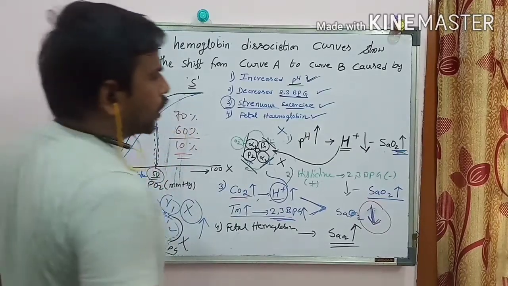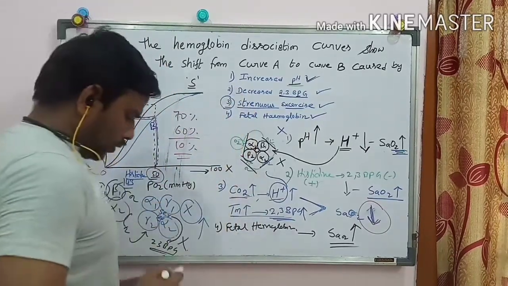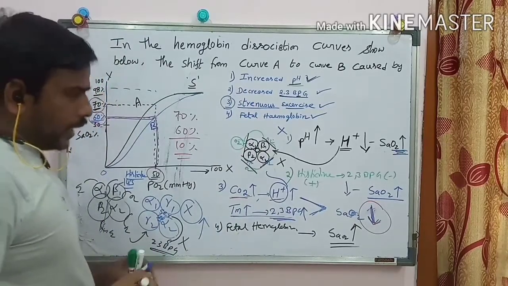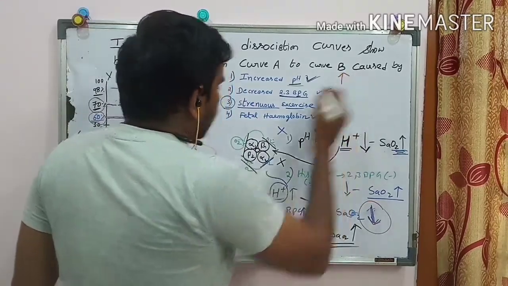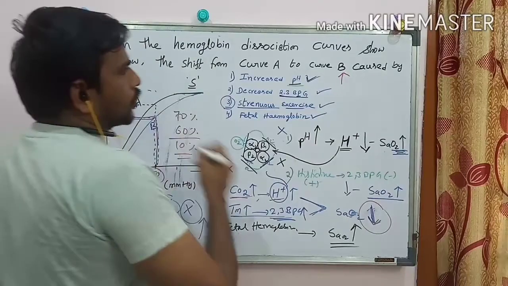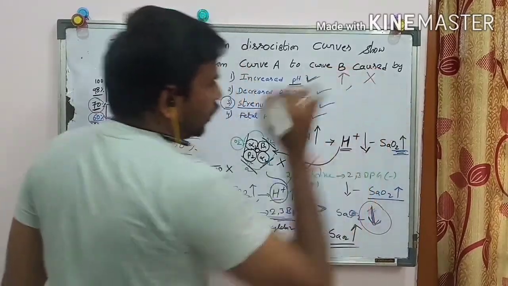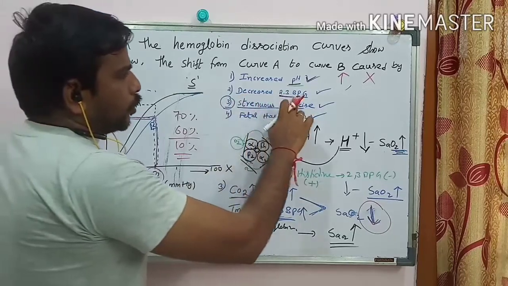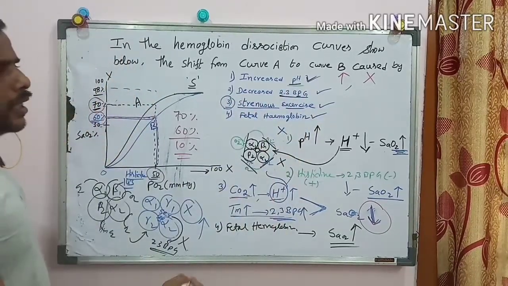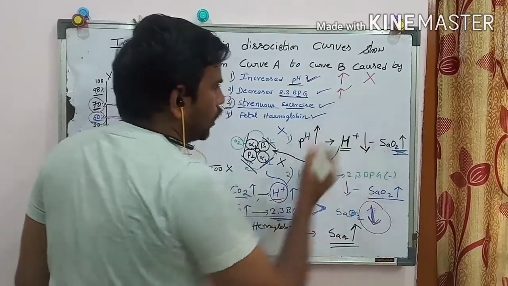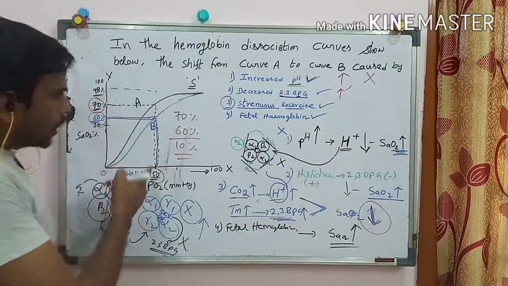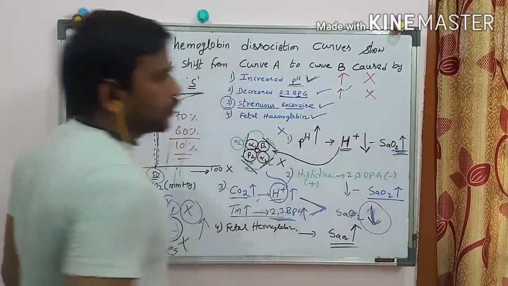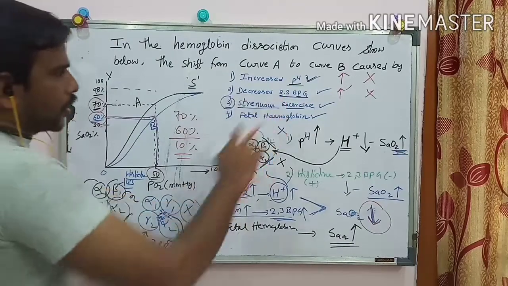Now finally you can compare. Option 1, increased pH should increase the saturation, but this curve is showing decreased saturation levels. So this is not the right option. And you see another thing, decreased 2,3 BPG concentration, again it has to increase the saturation levels, but this curve is showing decreased saturation levels, right? Again, the second option is not right.